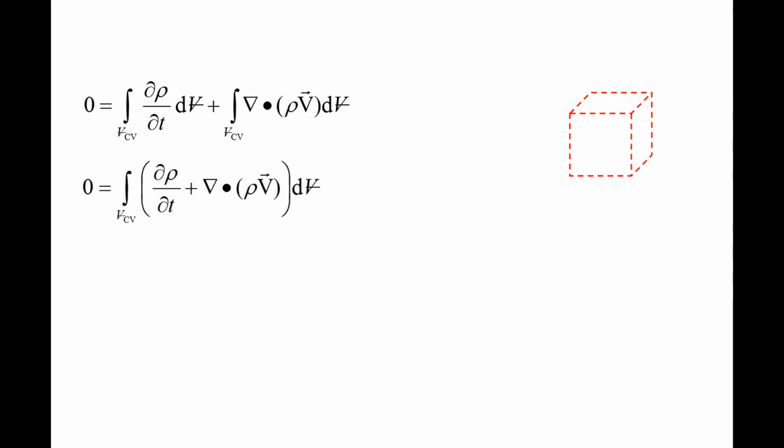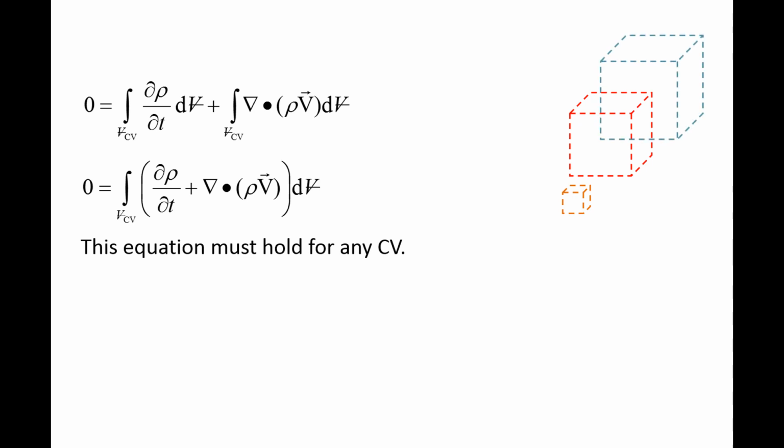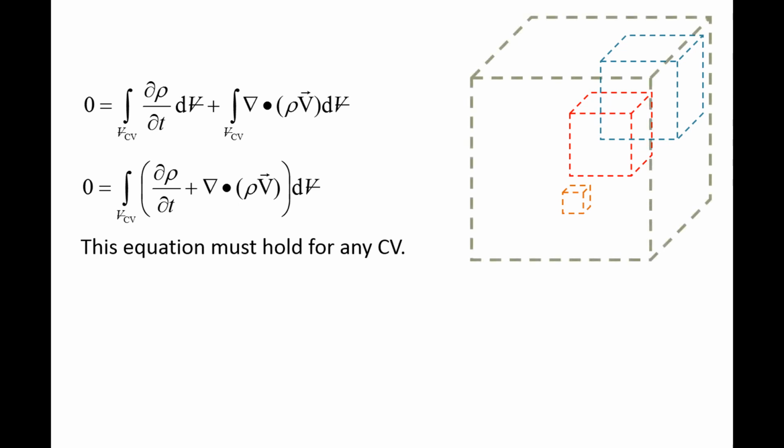The integrand of this integral is the quantity partial rho partial t plus the divergence of rho times the velocity vector V. This integral equals 0 for any control volume you could think of. Whether that control volume encompasses a region of space outside our original control volume, or just a part of the original control volume, or a much larger region of space than the original control volume, or an infinitesimally small region of space.